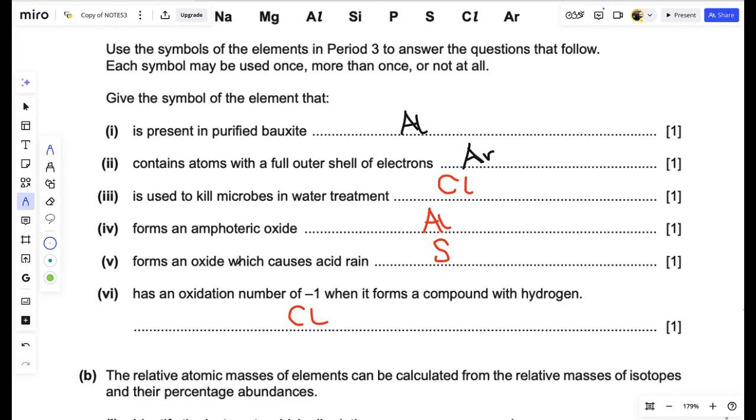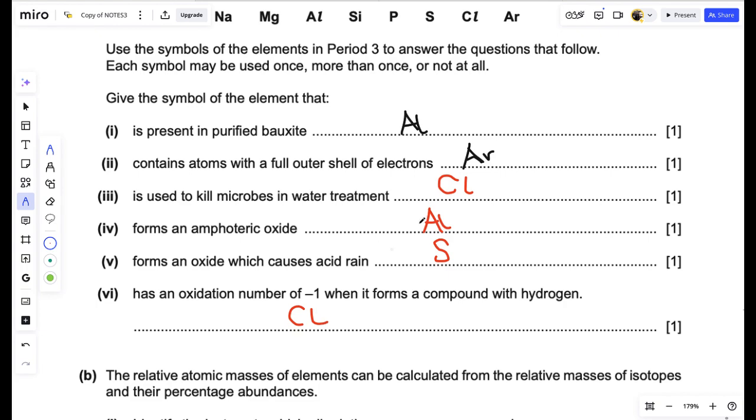And then the element that forms an oxide which causes acid rain is sulfur. Sulfur reacts with oxygen to form sulfur dioxide. Okay? And sulfur dioxide reacts with water to form acid rain. Is that okay? Okay, so that's that for that. Now the next one has an oxidation number of -1 when it forms a compound with hydrogen, of course chlorine. The hydrogen has one proton, H+, which you can give to chlorine and form a covalent bond with chlorine. So chlorine has -1. Why? Because it's looking for one electron to complete its outer shell.